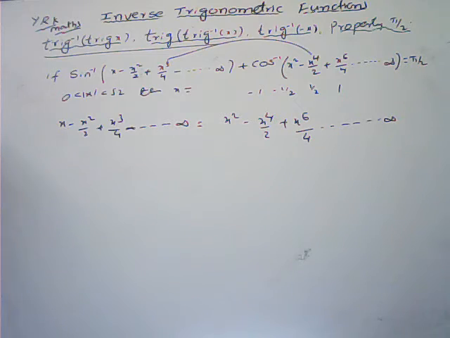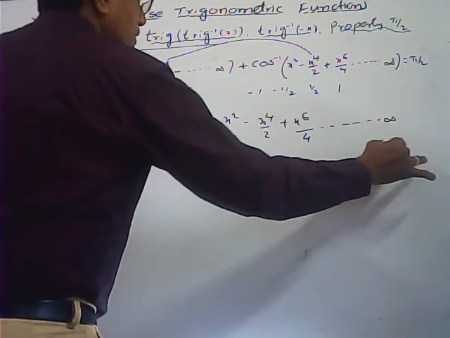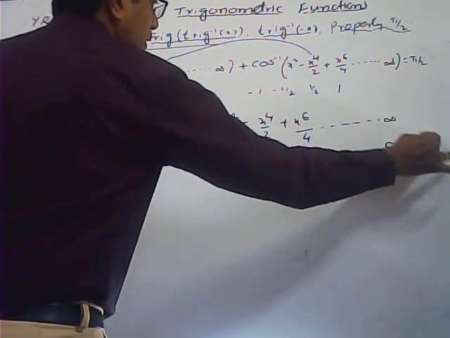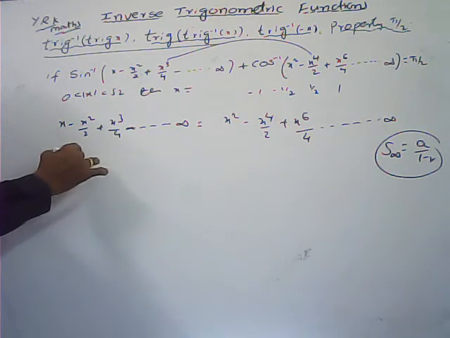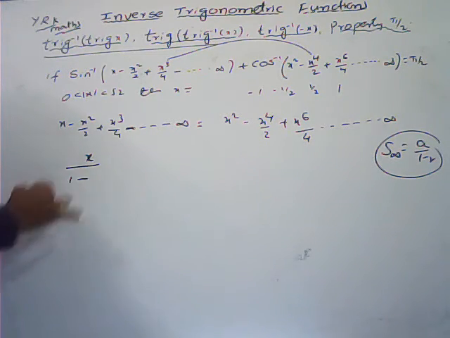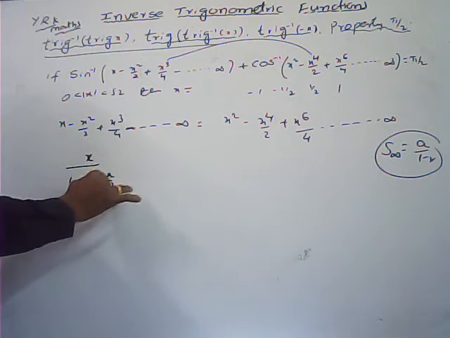Left hand side and right hand side, both series are in GP. For an infinite GP, S infinite is equal to A by 1 minus R, where modulus of R should be less than 1. Here A is the first term x, and the common ratio is T2 by T1, which means minus x by 2.